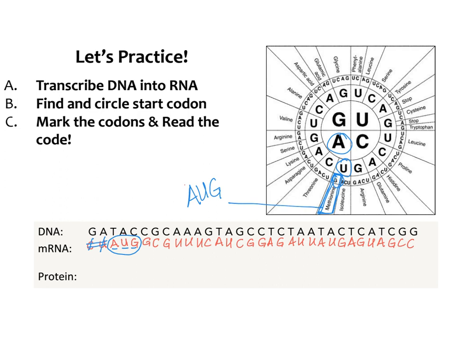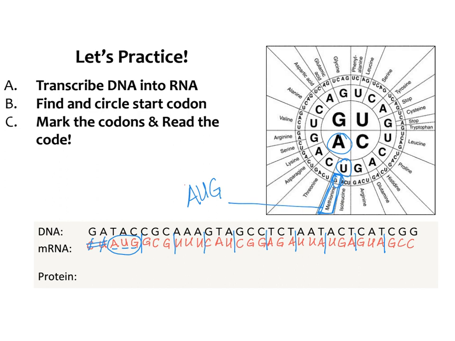Now the next thing that we're going to do is we're going to mark the rest of the codons so that we can read the code. So since the first one is in place, we're simply going to mark that out with a line, and since codons are every 3 bases, we are just going to go right down the length of the mRNA and we're going to mark each of the codons that follow.